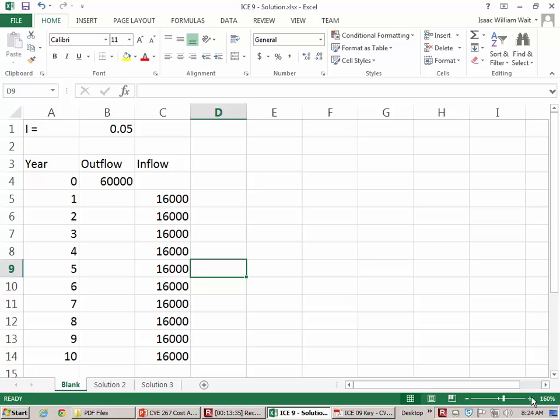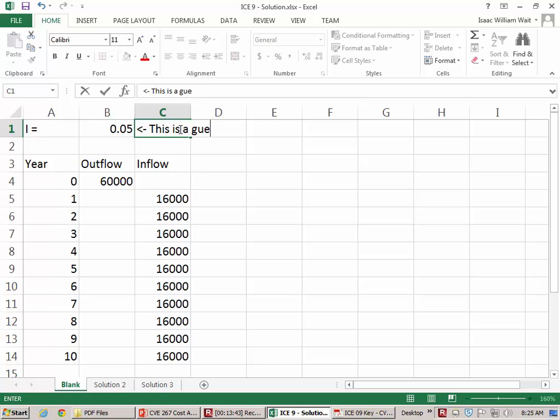And just so we can remind ourselves, I'm going to put a little arrow here that this is a guess value so far. We'll find out the real value in a minute. All right? So has everybody got that copied over?